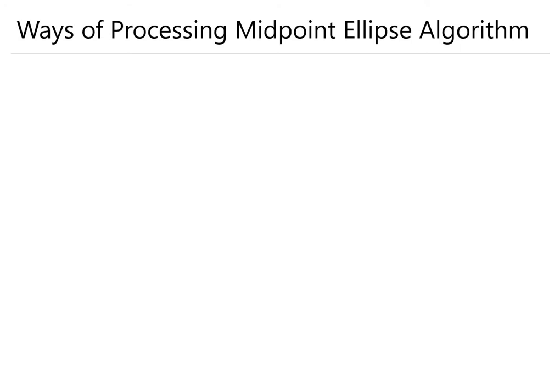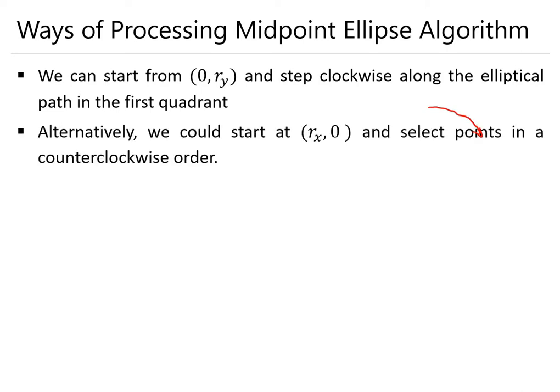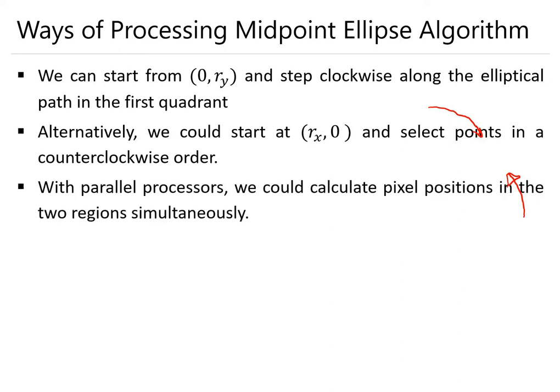Ways of processing the midpoint ellipse algorithm. We can start from (0, ry) and step clockwise along the elliptical path in the first quadrant. This is clockwise. Alternatively, we could start at (rx, 0) and select points in counterclockwise order. There is no problem. With parallel processors, we could calculate pixel positions in the two regions simultaneously.